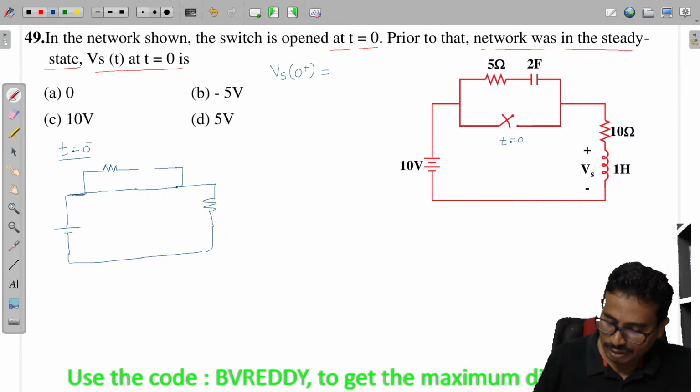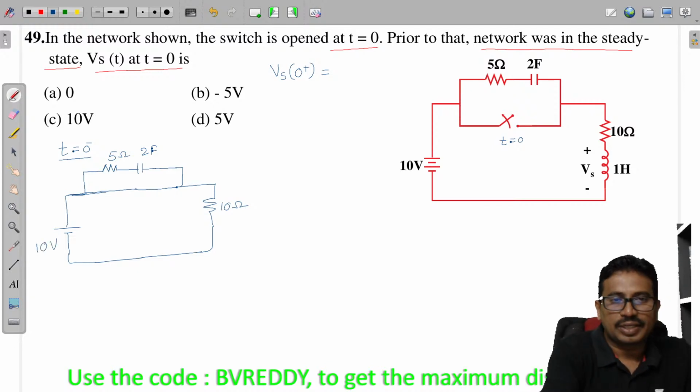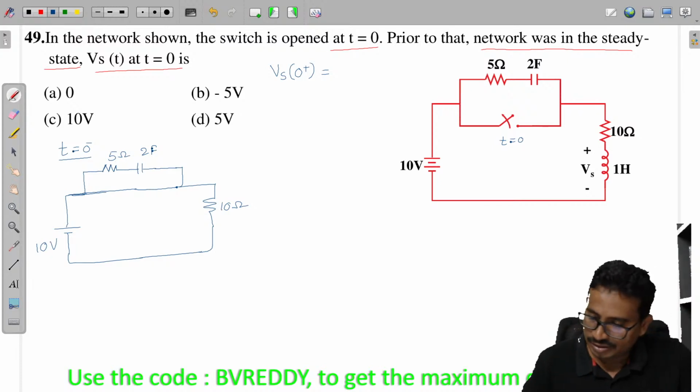Now here this inductor is shorted, which is equal to 10. Now here is the capacitor. So there is never flow of current through this capacitor, isn't it? Why? Because we have a shorted path here, parallel to that. Then there is no flow of current through the resistor and capacitive part, isn't it?